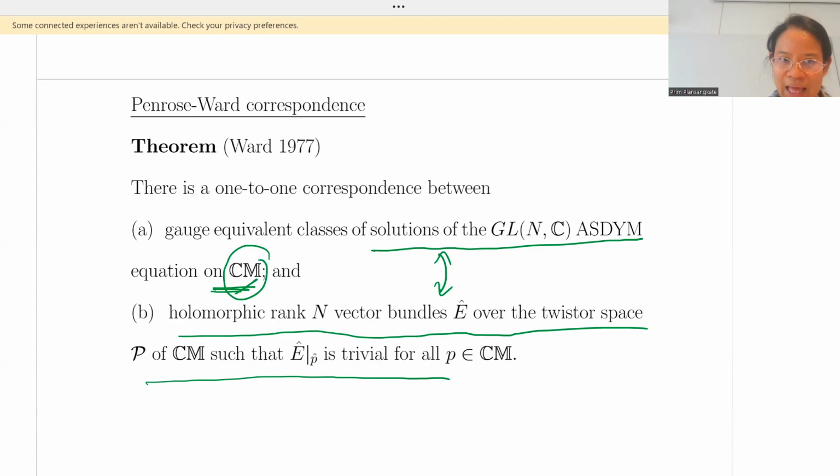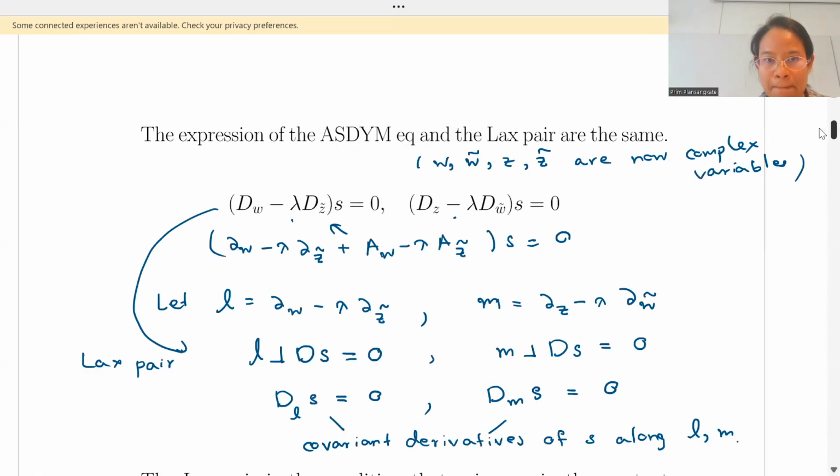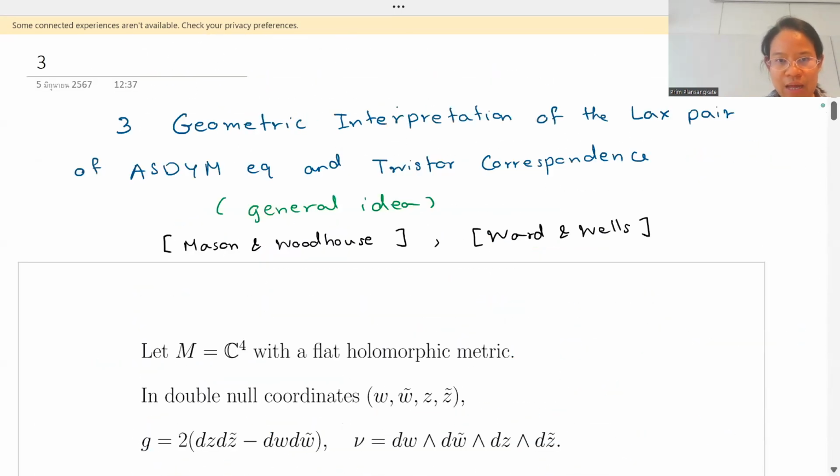And for more about twistor theory, I would refer you to the two references.